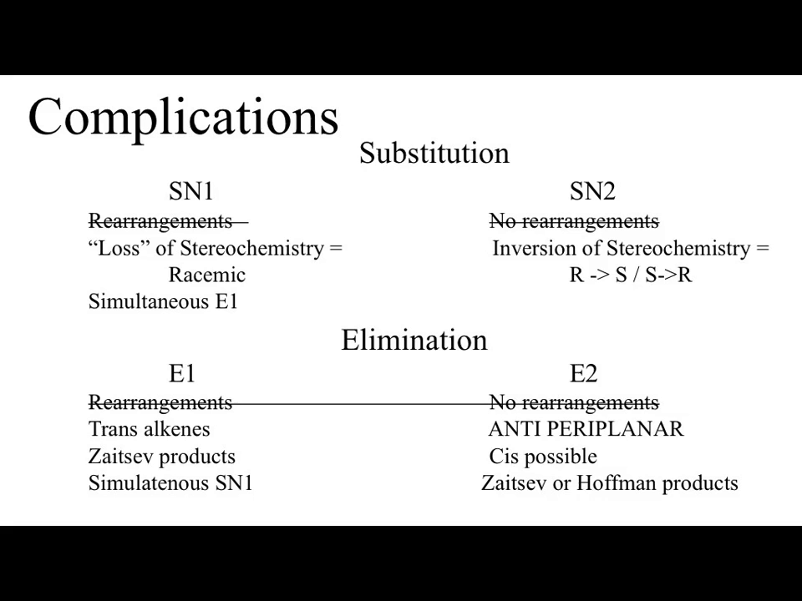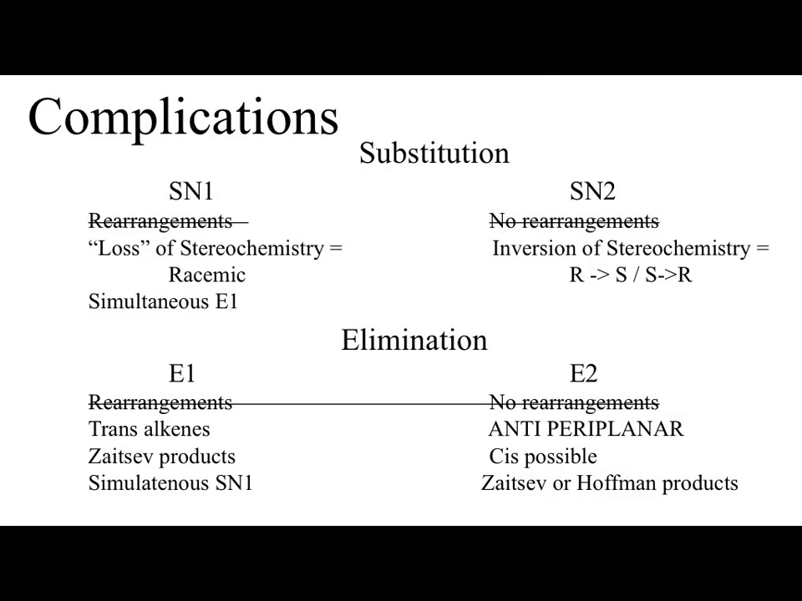Complications with each of these. Actually, yeah, these complications are important. You lose stereochemistry when you're looking at the SN1. You end up with a racemic mixture. The other problem with your SN1 mechanisms is they directly compete with your E1 elimination mechanisms. If you have an SN1 mechanism, you have an E1 product as well.